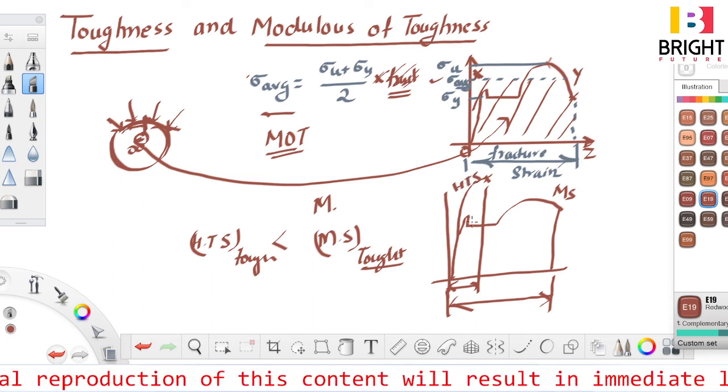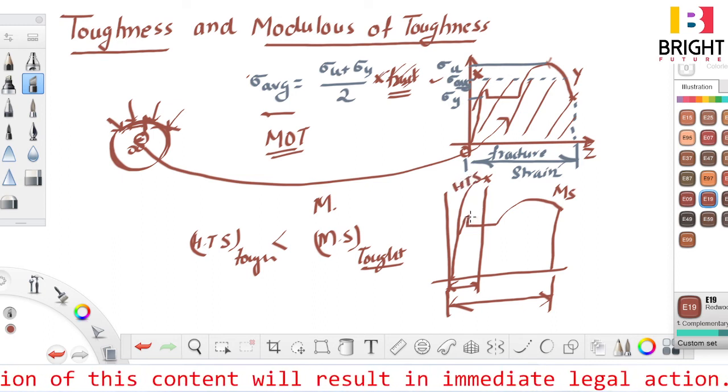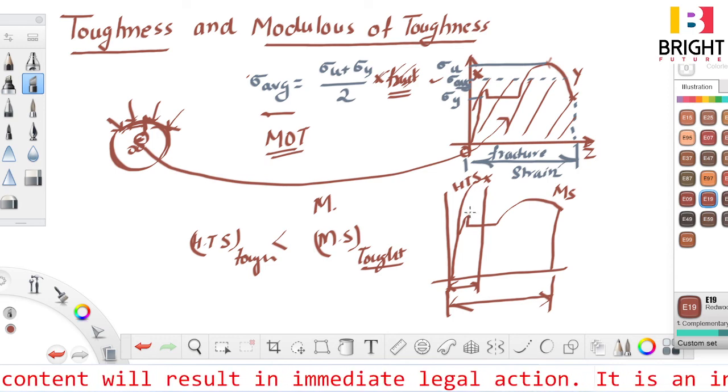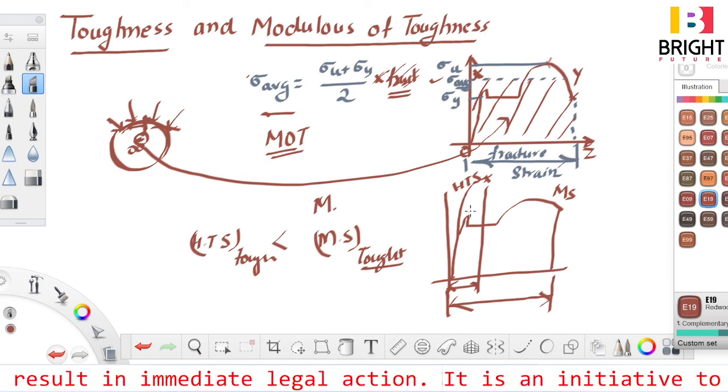So hopefully you understand the concept of toughness and modulus of toughness and how the energy is stored in this.